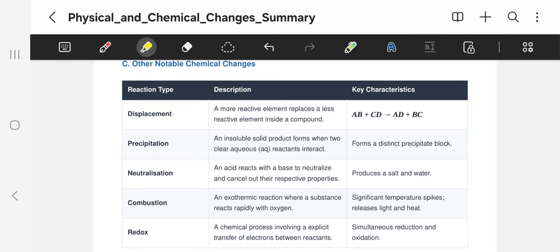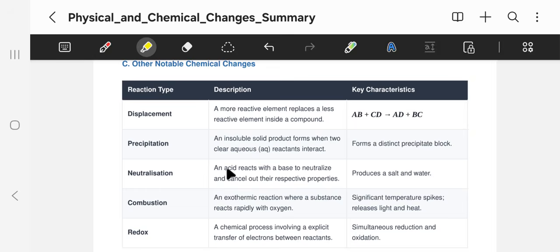Okay, there are other types of chemical change reactions, guys. These are those reactions. Some you will learn about in grade 11. Some you'll probably learn about at university. The first one is displacement, and this one is a more reactive element which replaces a less reactive element inside a compound. This is how it looks. We have precipitation. An insoluble solid product forms when two clear aqueous reactants interact. This forms a distinct precipitate block.